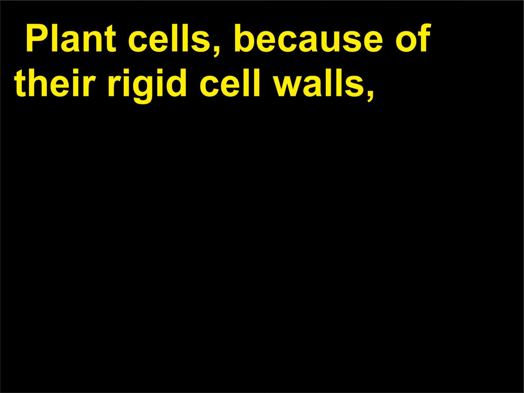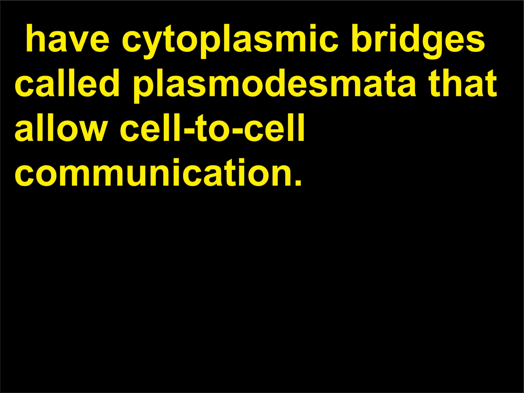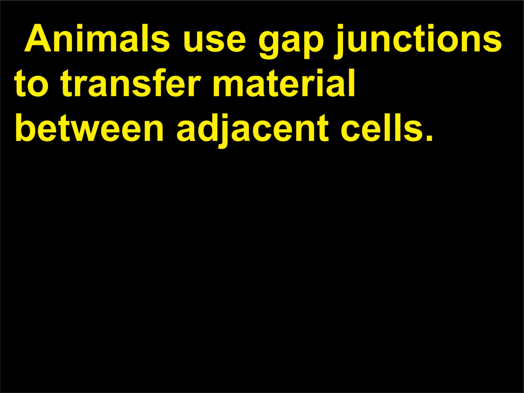Plant cells, because of their rigid cell walls, have cytoplasmic bridges called plasmodesmata that allow cell-to-cell communication. Animals use gap junctions to transfer material between adjacent cells.